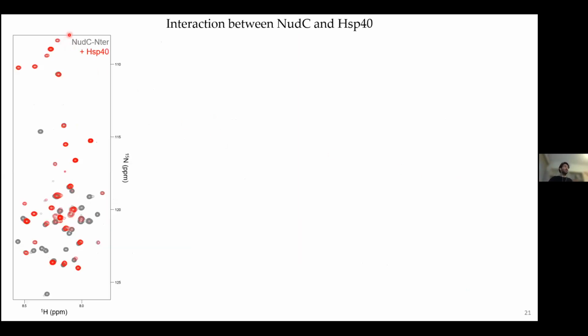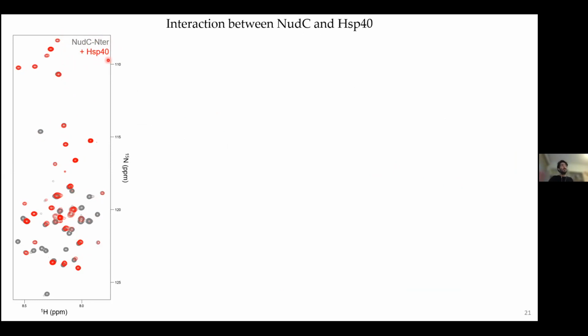So what you can see here is a spectrum where in gray we have our reference spectrum, which is just our Nazi N-terminus. And in red is the same spectrum after addition of unlabeled HSP40. And what we can see is that we have many peaks that are unaffected by the addition of HSP40, but we have many peaks that have a very reduced intensity and also shift upon addition of HSP40. And that will determine our binding site for the chaperone HSP40.